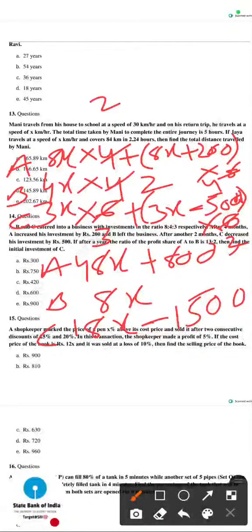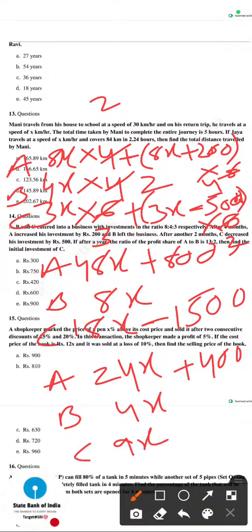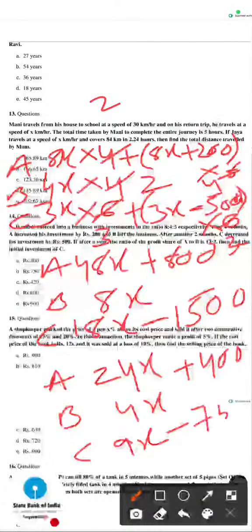Again we can factor 2 out of this one. So A becomes 2 times 24x plus 400, B will be 4x, C will be 9x plus 9x minus 750. So this is what we have.